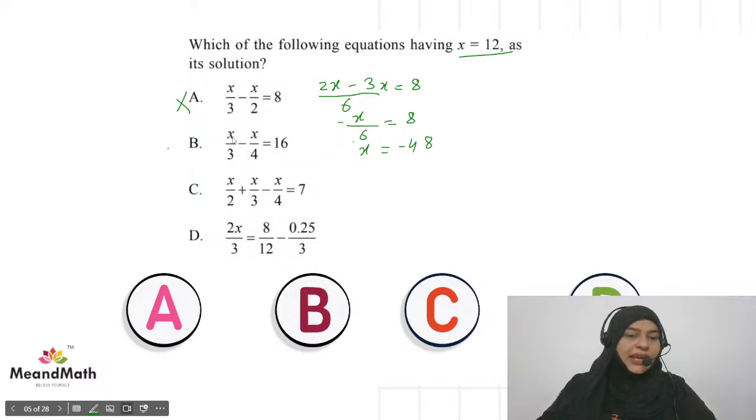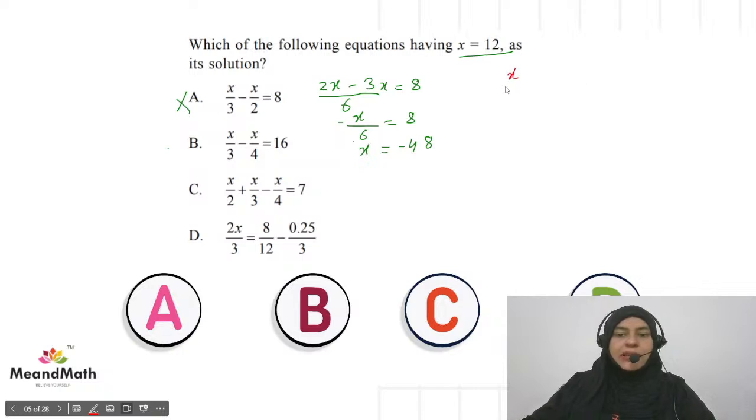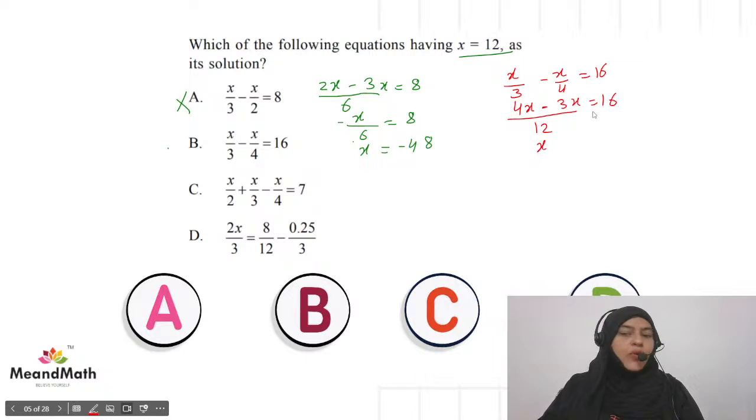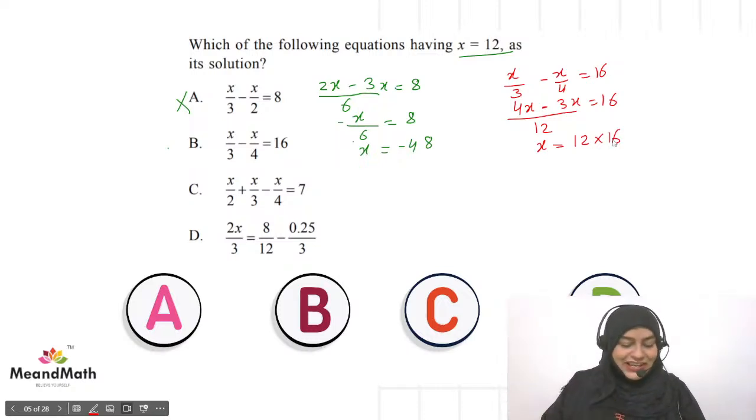So let's solve it. Option B, x by 3 minus x by 4 is equal to 16. Here the LCM will be 12. When you divide 12 by 3, that will be 4, and it will be 4x minus 3x, which is equal to 16. So obviously 4x minus 3x is equal to x. It will be 12 times 16. And we know that when we multiply 12 with 16, we will never get x is equal to 12.